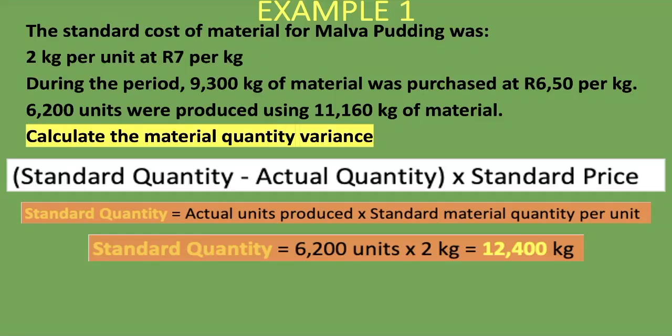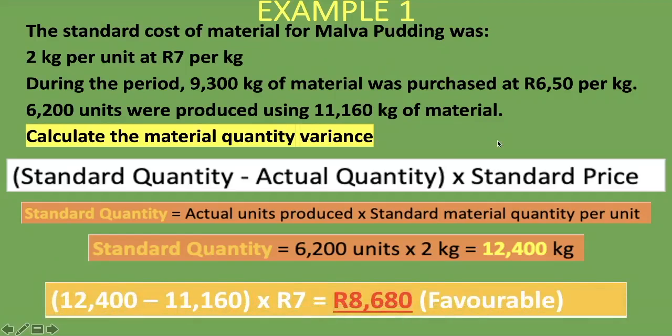Now let's calculate the variance. Well, we know that it's the standard quantity, which we have just calculated, the 12,400 kg, minus the actual quantity, which is the 11,160, and then we multiply that by the standard price of 7 rand. And our answer here is 8,680 rand, and that is favorable.